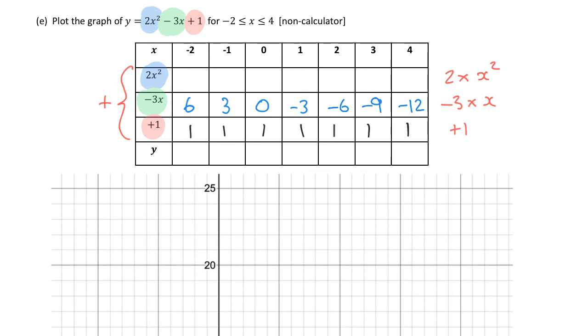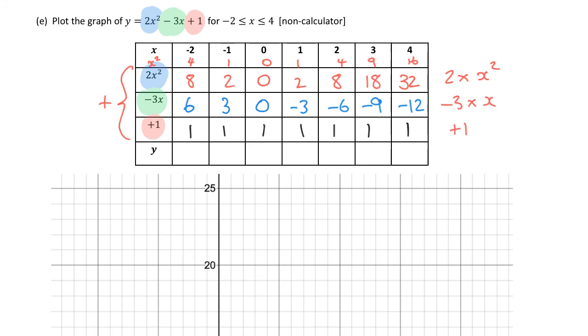Now we said that the 2x squared is 2 multiplied by x squared. So we could think first of all of the x squared values to be 4, 1, 0, 1, 4, 9 and 16. Now the two negative ones, whenever you square a negative, they're positive, so that's why it's 4 and 1. Then 2x squared is going to double all of those, so that's 8, 2, 0, 2, 8, 18 and 32. Then to calculate y, we add the three values together.